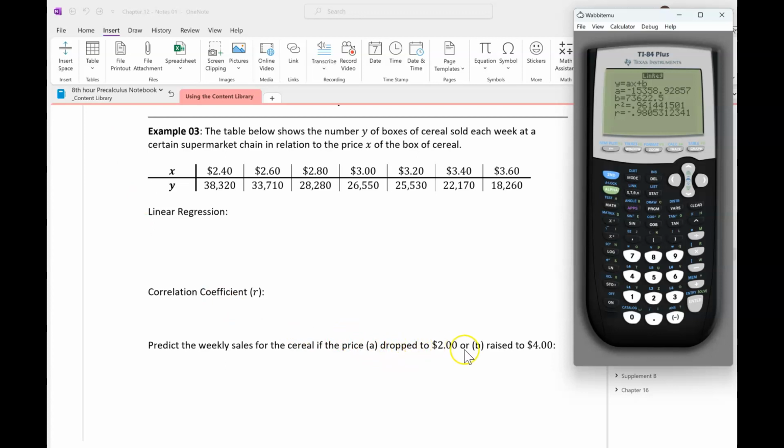It's not dropped $2, it's dropped to $2. You know what I mean? It's okay. We're just talking, right? Just grammar. Grammar's hard, guys. Way harder than math.